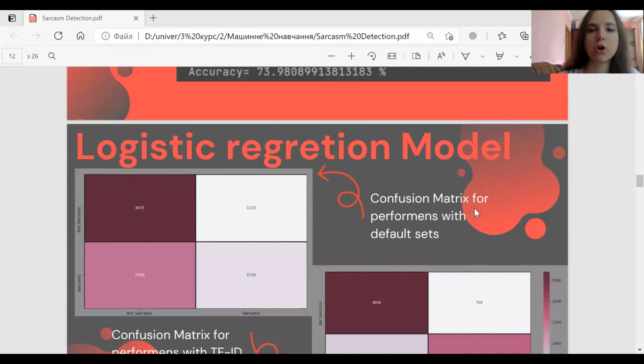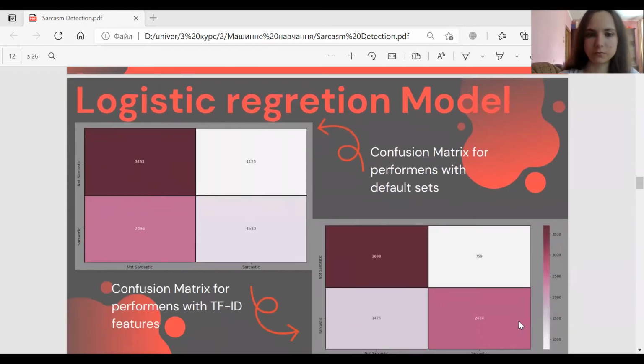This heat map shows the confusion matrix for the model, first with default sets, and second with TF-IDF features. The axis Y is responsible for the values as they are, and the axis X is for the values provided by the model on the test data.